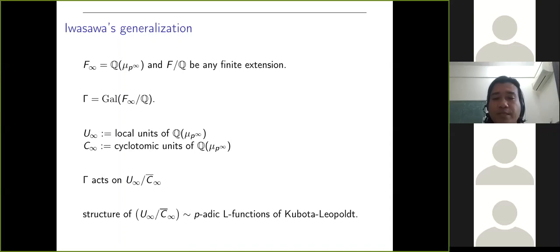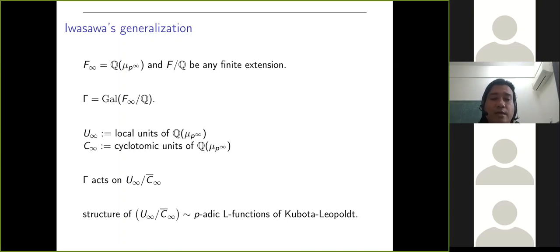And what is this p-adic L function? These p-adic L functions are going to interpolate the special values of zeta k which we saw earlier, these values zeta k divided by 2 pi i raised to the power of k, and the p-adic L functions of Kubota and Leopoldt are going to be related to that. What I have written here is not very precise, but it's just to give you an idea of the structure.